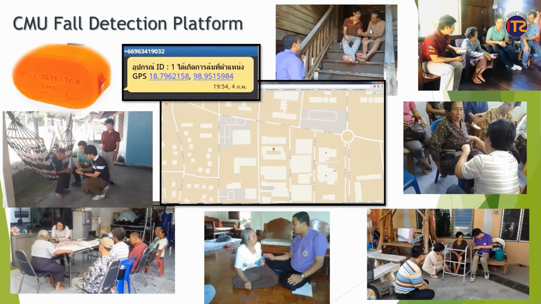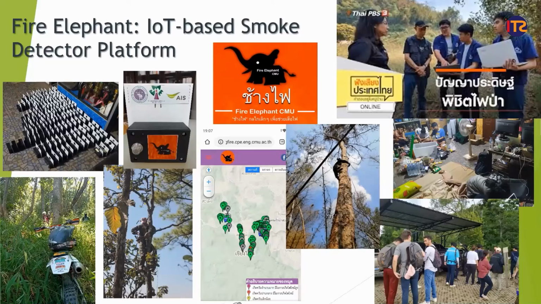As we know, falls are a serious problem, particularly in the elderly. So we have the so-called CMU fall detection platform that helps the elderly in Chiang Mai and nearby. When an elderly person falls, the device sends out a message so that help can come in time.